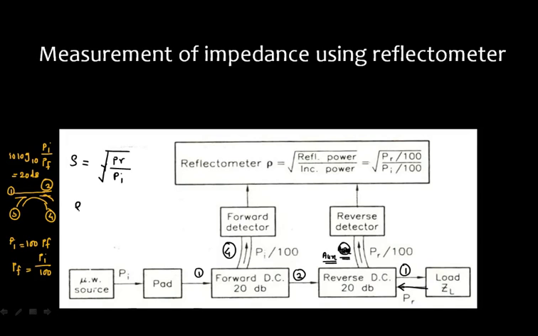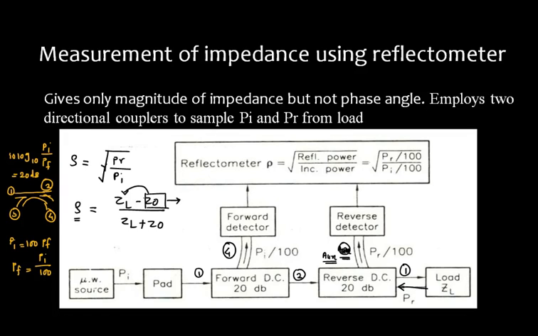Now I have got the value of reflection coefficient here. If I have the reflection coefficient, I can connect it with ZL minus Z0 over ZL plus Z0. The characteristic impedance of any transmission line is always known, so you know Z0. If you have calculated the reflection coefficient by using the reflectometer method, and you know the characteristic impedance, you can calculate the unknown impedance. So this is the reflectometer method. Now it gives only the magnitude of the impedance but not the phase angle. It will not tell you whether that load is inductive or capacitive. Only the magnitude of impedance will be given.